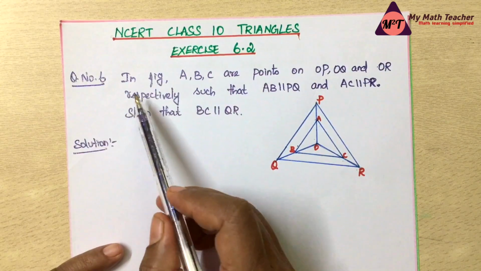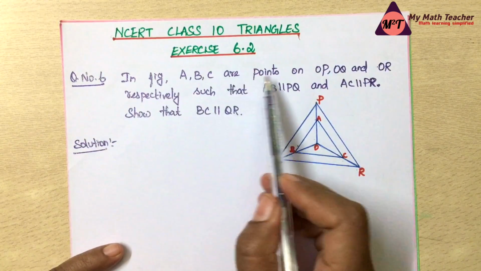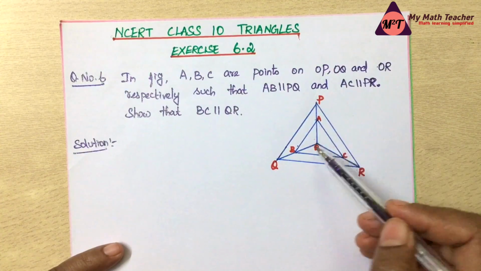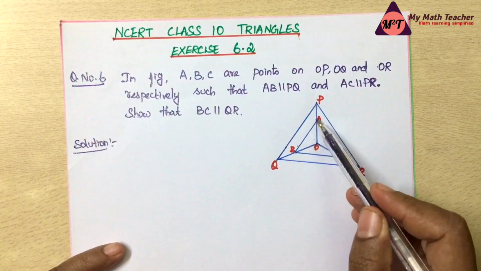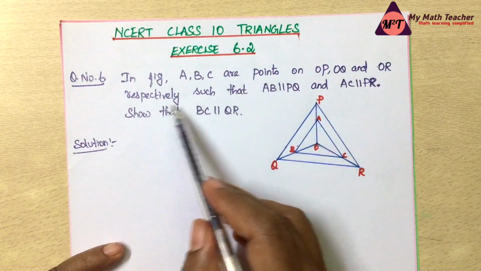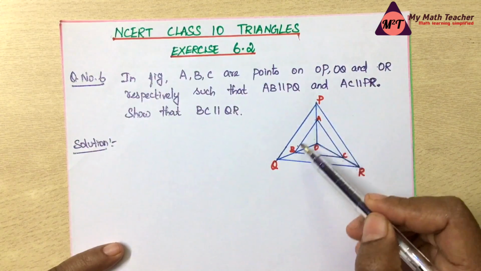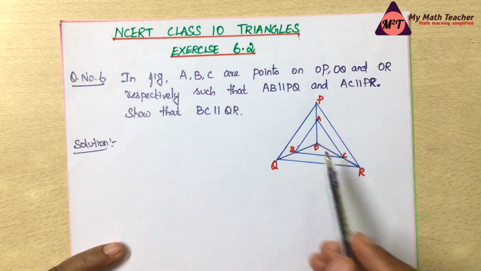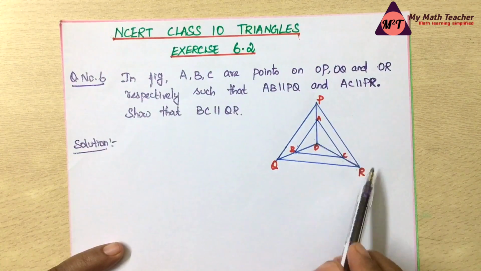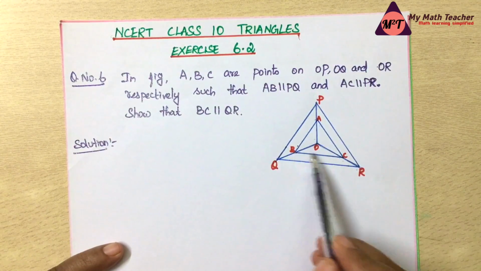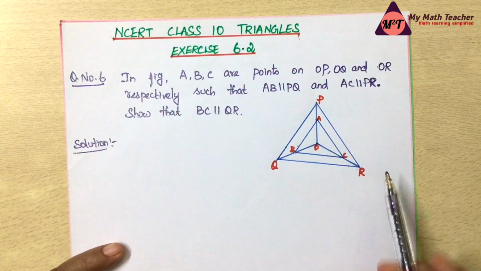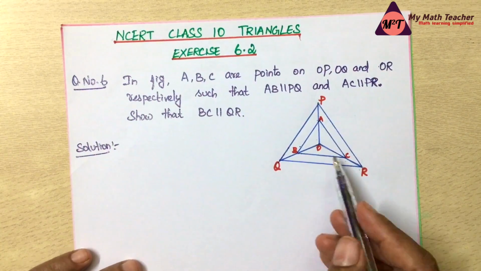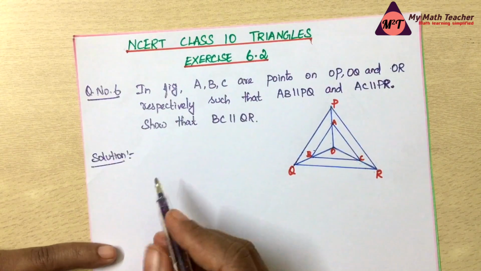Sixth question is, in the figure, A, B, C are the points on OP, OQ and OR respectively, such that AB is parallel to PQ and AC is parallel to PR. We have to prove BC is parallel to QR. This is quite an easy problem. Now let us start solving this.